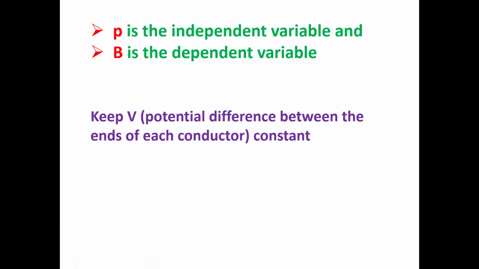Look at this. P is the independent variable and B is the dependent variable. Give the heading variable. Now, how do we decide which is independent and which is dependent? The most crucial part of the question: whatever you can change is the independent variable, and whatever changes according to your variable is the dependent variable.